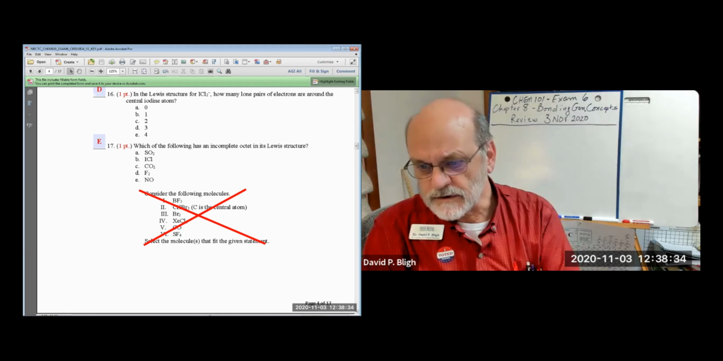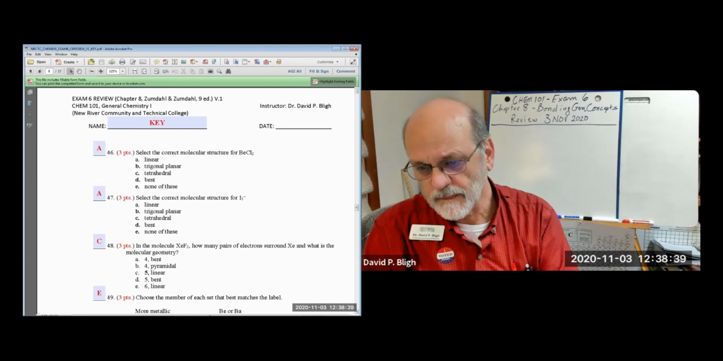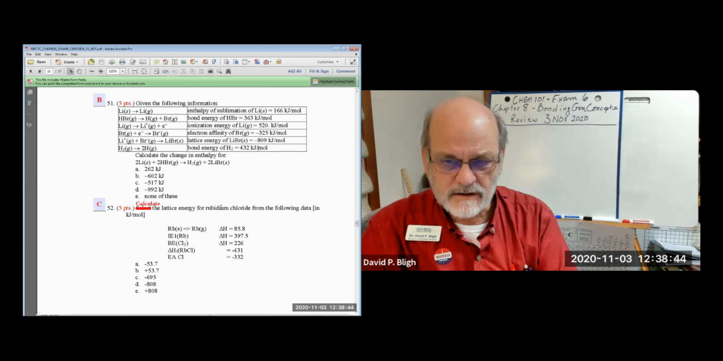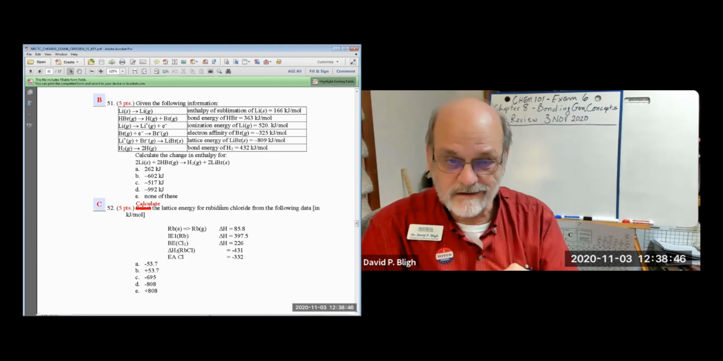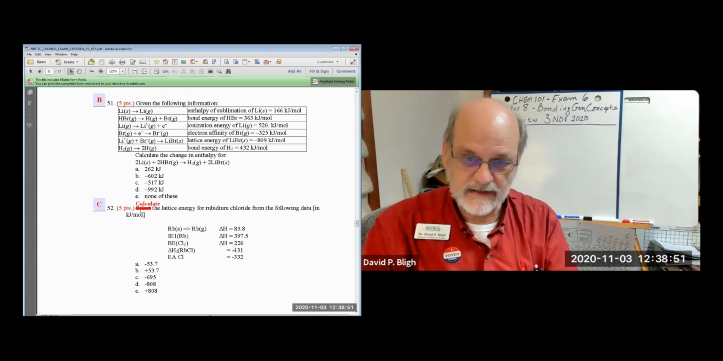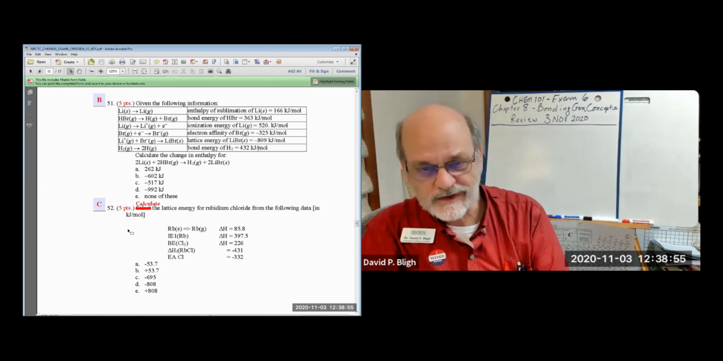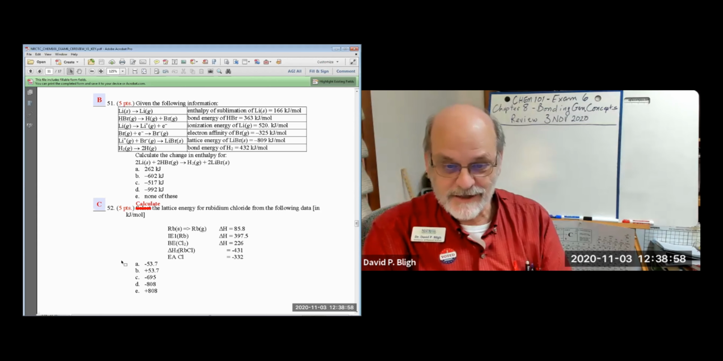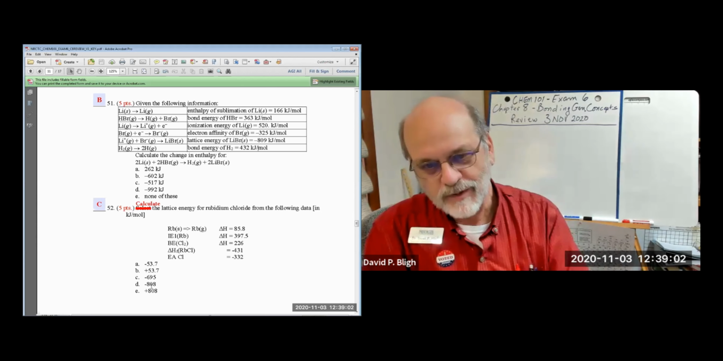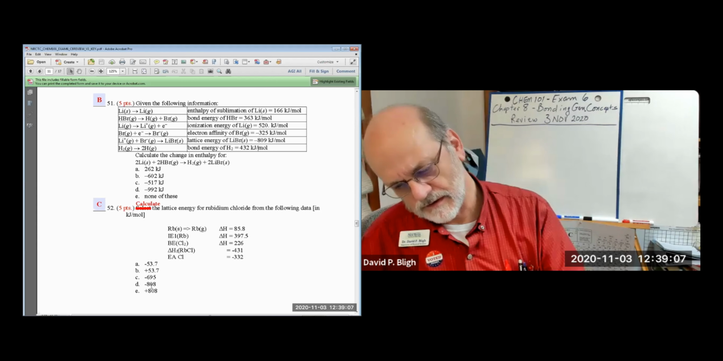And then 52, which is on page 11. Here, instead of select the lattice energy from the following data, calculate the lattice energy from the following data. And you select the lattice energy from the multiple choice, A through E. I believe that takes care of the errors that I noticed.